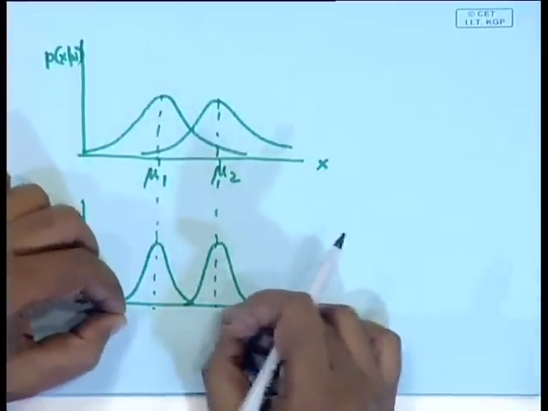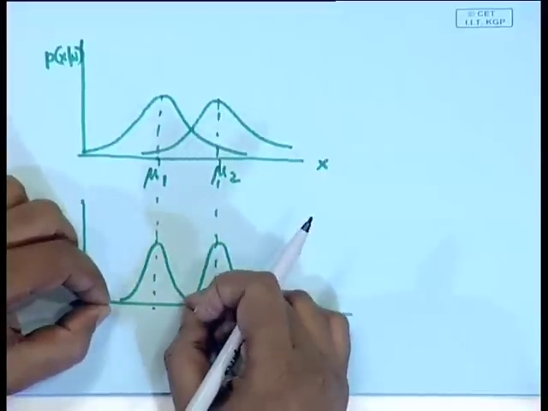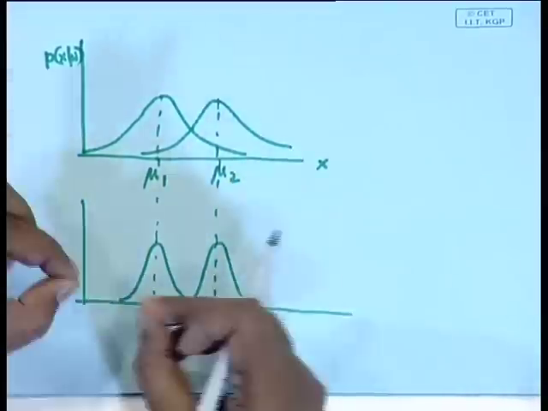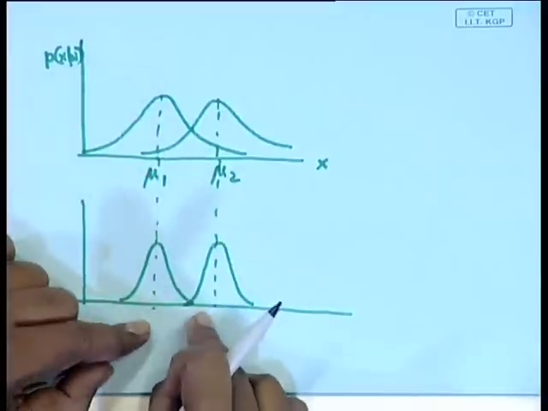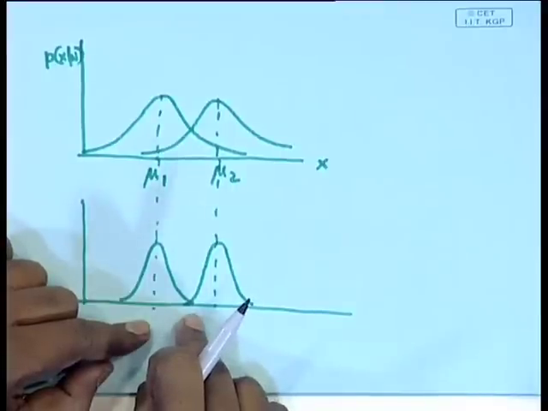So, you find that the distance between the means mu 1 and mu 2 remains the same, but the within class scatter, or the variance of the samples belonging to the same class, is reduced. Then also my classification will be better, that is, the error rate will be less.